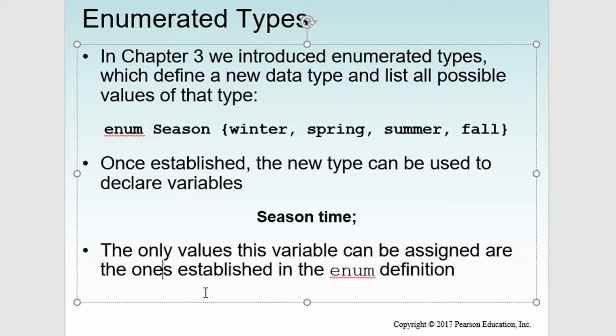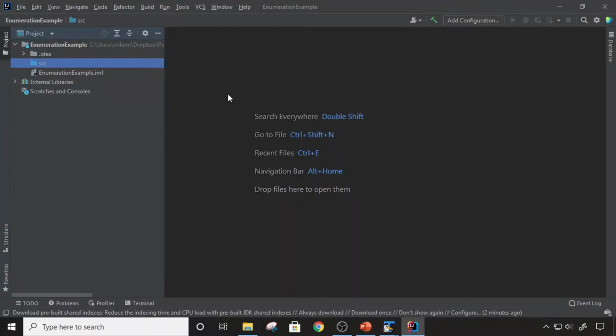This is actually not entirely true. It can also be set to null because these are actually objects. So any object can be nulled out, meaning it doesn't reference anything in memory. So I'm going to go ahead and demonstrate the seasons enumeration.